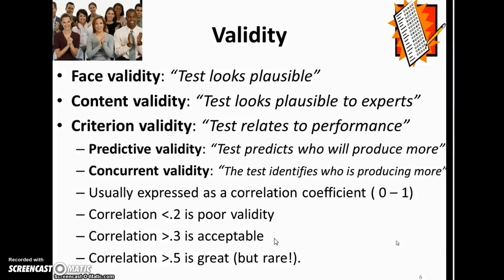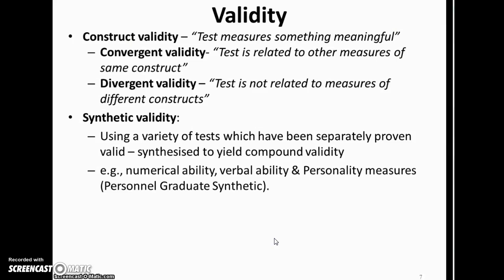And we have very specific guidelines around the level of correlation that we're looking for validity. In an ideal world, we'd want a correlation of greater than 0.5 between our test and performance, although it is very rare to have that level. It's quite acceptable to have a correlation of above 0.3, and so that would be something we would be striving for.